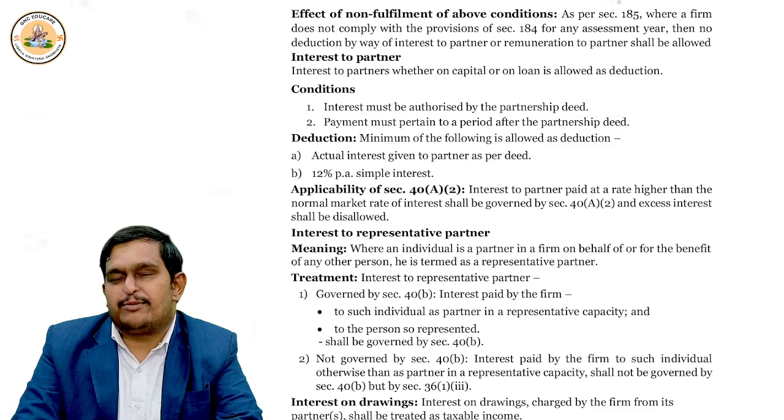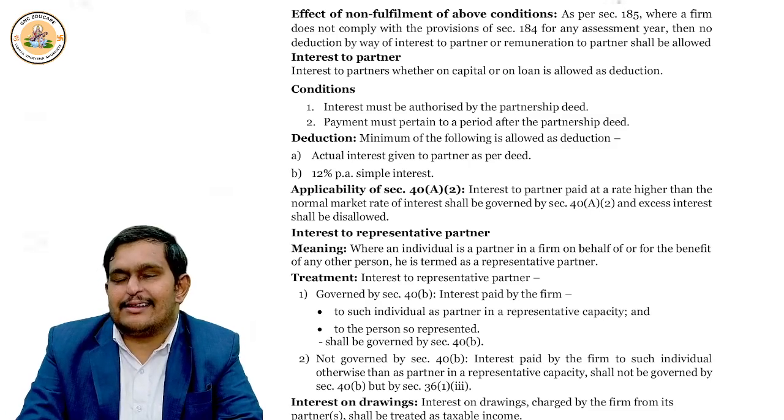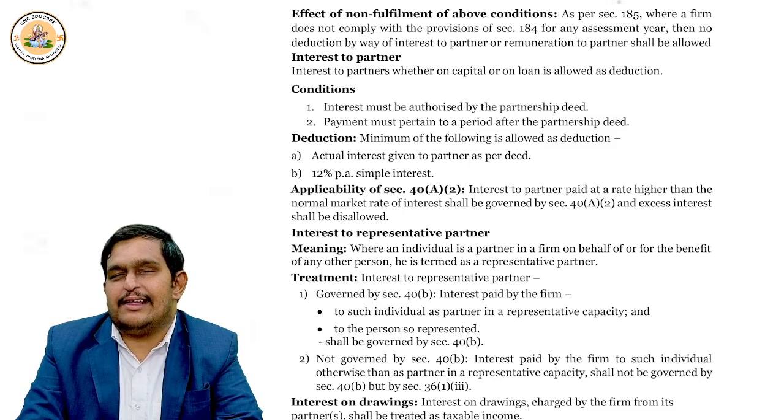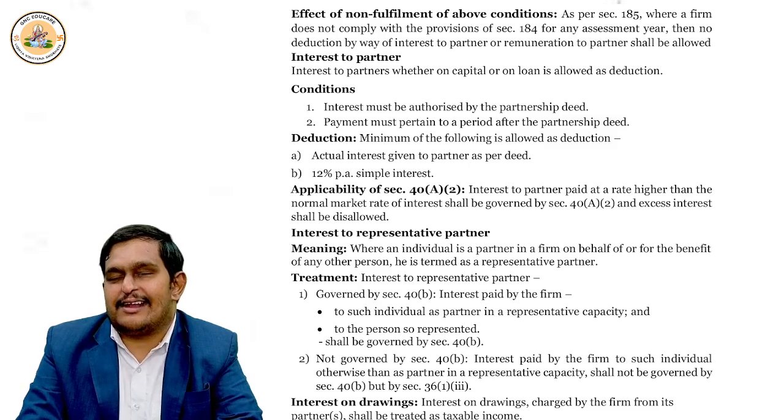Now suppose up to 12% is allowed, but when we see the books of accounts, 15% is paid. Then what to do with that extra? That excess is disallowed under section 40A subsection 2. That means the 3% cannot be deducted, but they already deducted it. Then add it back. When we do the problems, that excess interest is added back generally. This way you should remember.